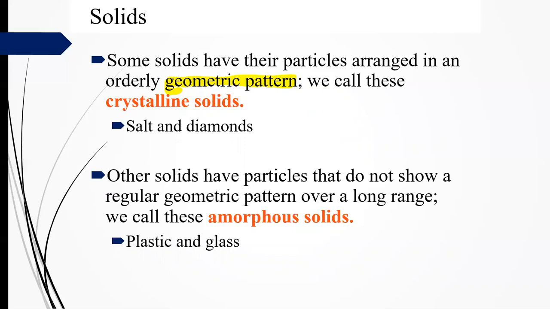Something that's amorphous is like our plastics, our glasses, our carbons. They don't always take on that same shape. And so that's why they don't always have the same look if we look at them under the microscope.